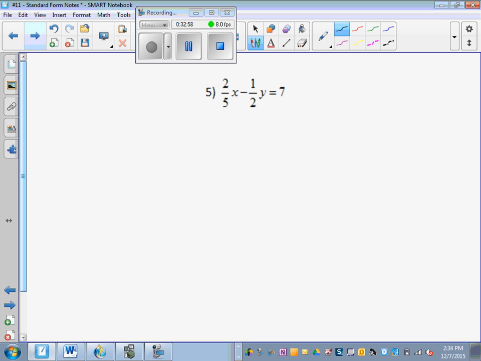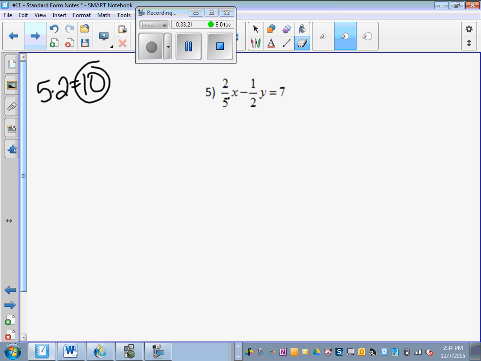Alright, what are my denominators? 5 and 2. What is 5 times 2? 10. So this is what we're going to multiply by. That will get rid of both denominators in one step. So when I multiply by 10, that will get rid of both of my denominators in one step, rather than having to do 2 steps.